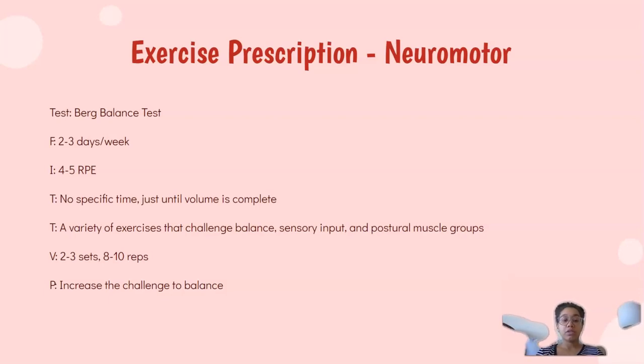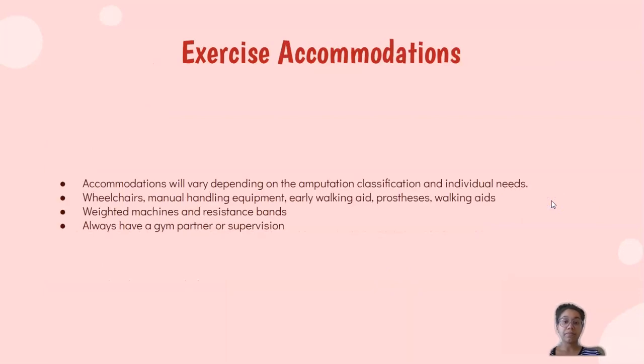So volume should be 2 to 3 sets with 8 to 10 reps, and progression is to gradually increase the challenge to balance. So that includes challenging sensory input, so closing his eyes while he's doing a tandem balance, crossing his arms so he doesn't put his hands out.